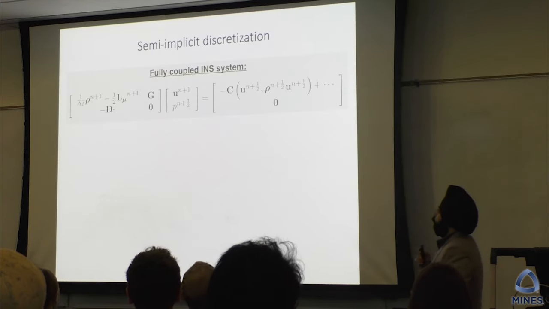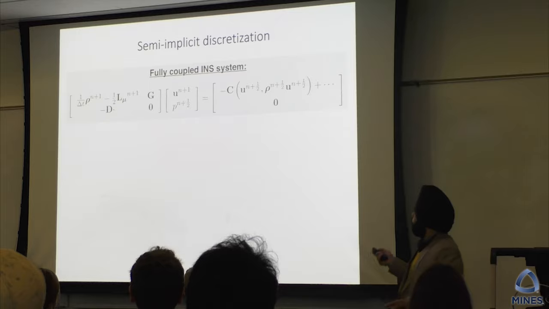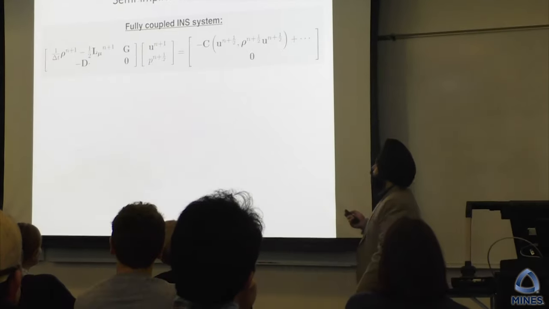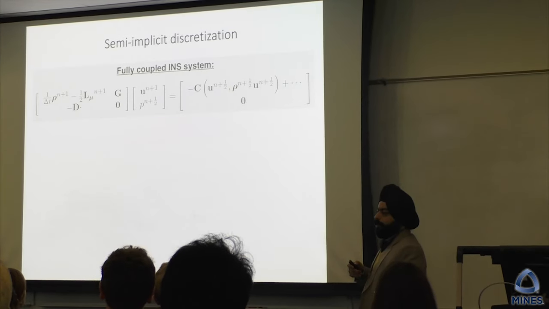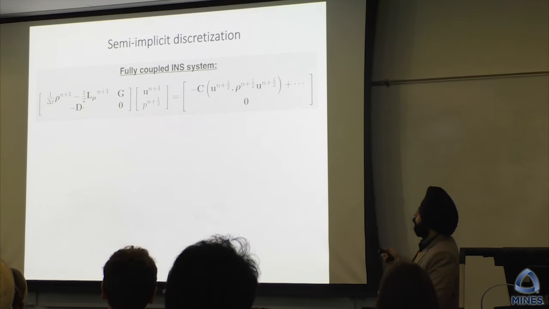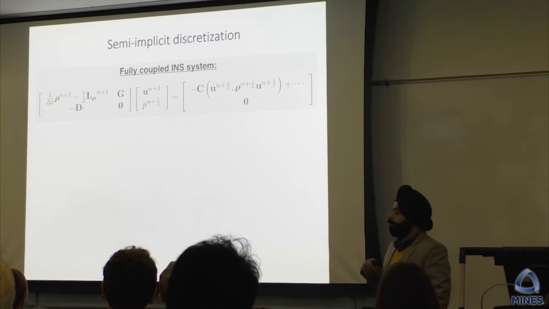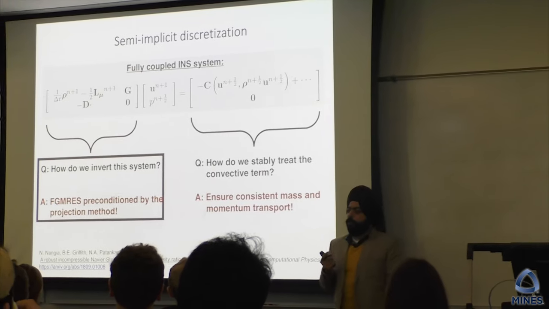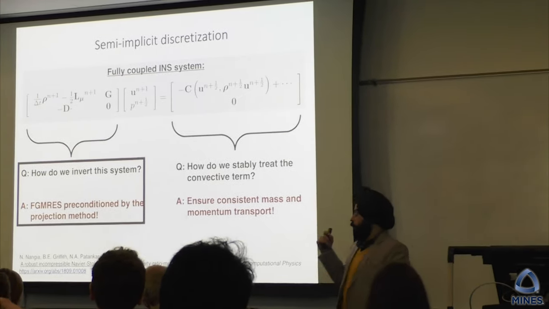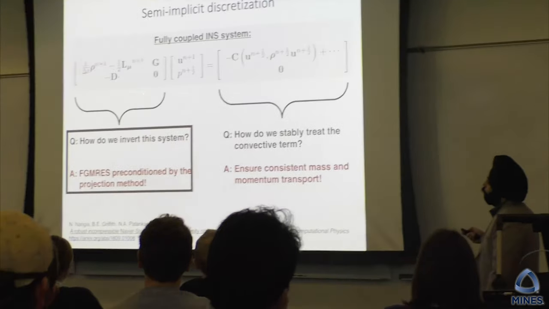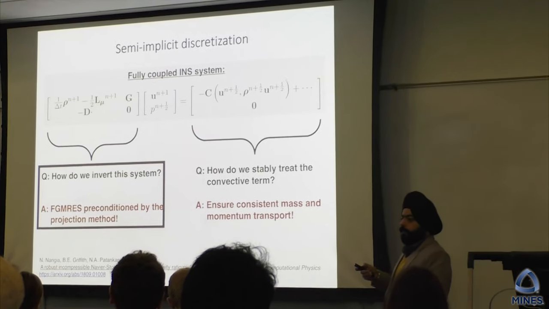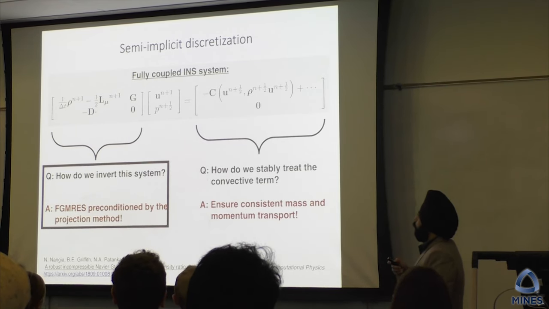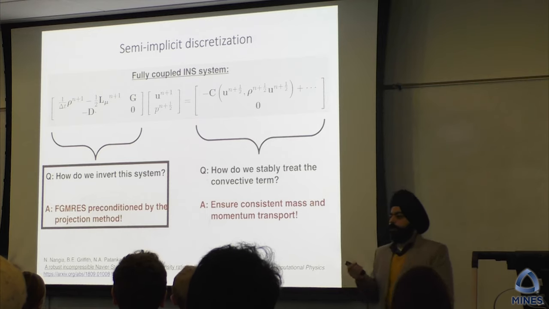But once all of that algebra is done by a graduate student, you can put that into a matrix system, and you would want to solve for velocity and pressure variations. Okay? So this is a linear system, and the nonlinear terms have been moved to the right-hand side. There are two main things that I would like to point out to stably resolve high density ratio flows. One is, how do we invert this matrix efficiently? And second is, how do you account for the convective term, making sure that your simulations remain stable?